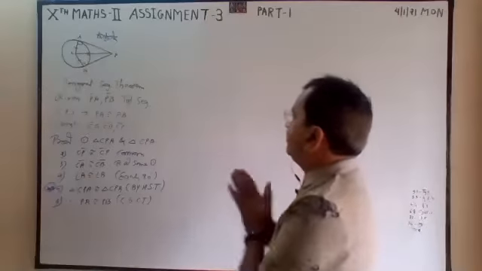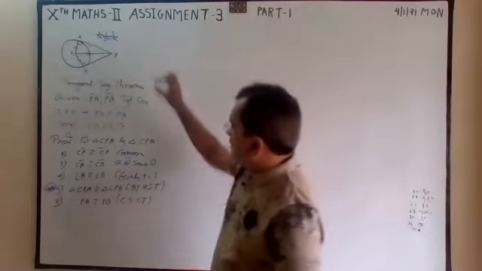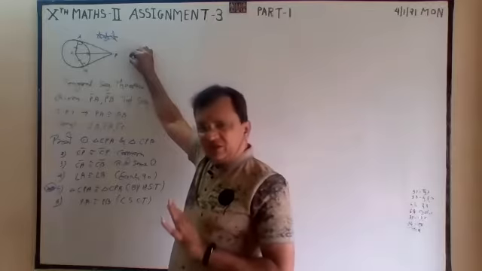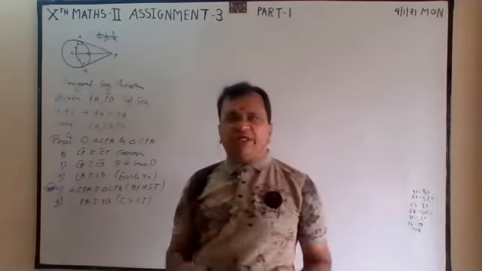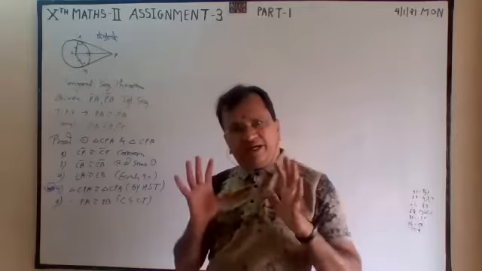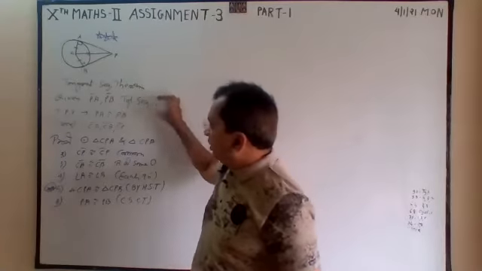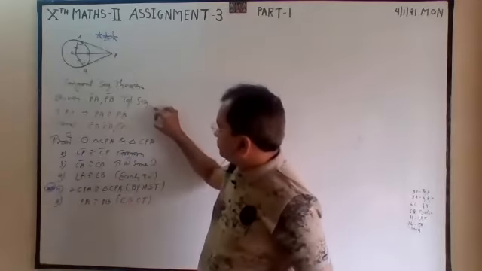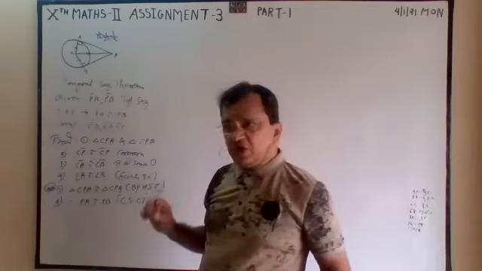Okay, sorry. Tangent segment theorem. A point which is outside the circle. From that point, we are drawing two tangents. That two tangents are congruent. That we have to prove. That is tangent segment theorem. What is given? This and these two are tangent. We have to prove that two tangents are congruent.